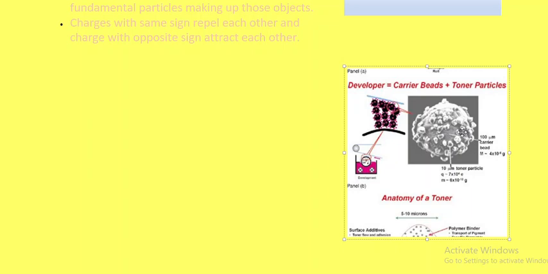The negatively charged toner particles are eventually attracted from the carrier bead to a rotating drum where a positively charged image of the document being copied has formed. A charged sheet of paper then attracts the toner particles from the drum to itself, after which they are heat fused permanently in place to produce the copy.